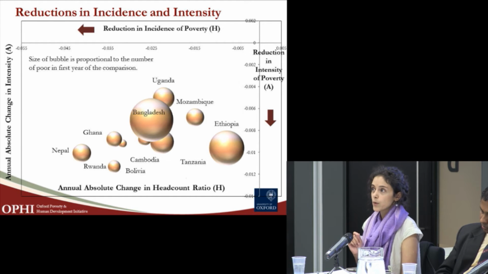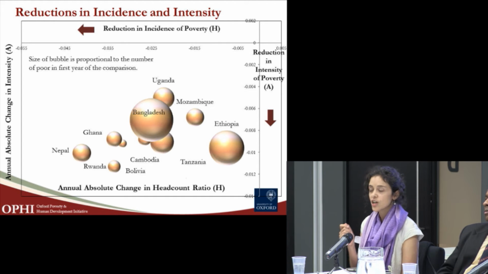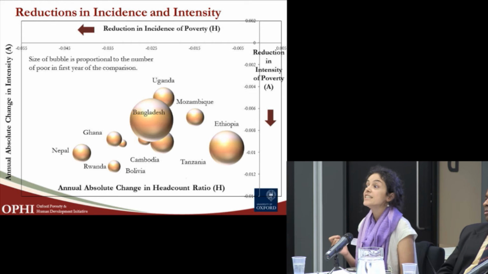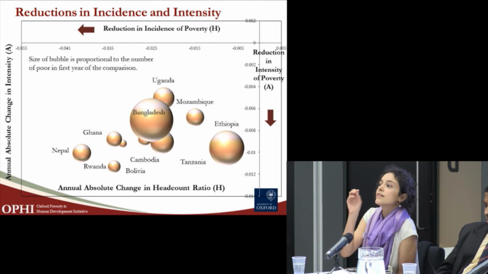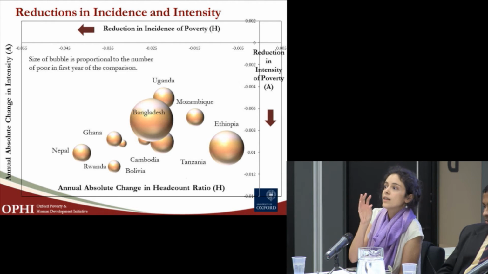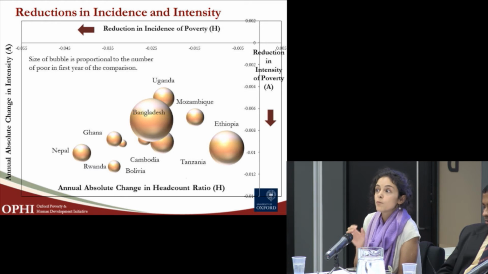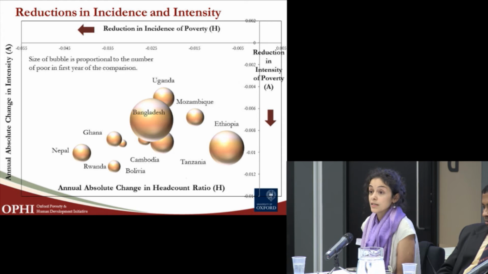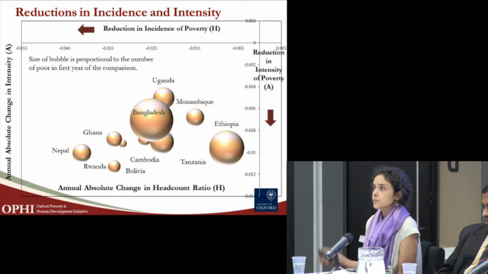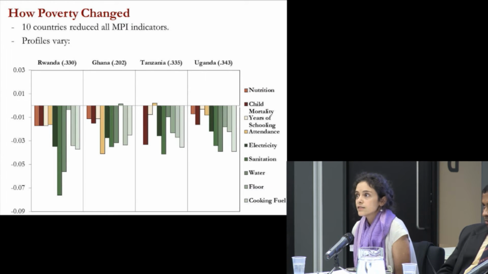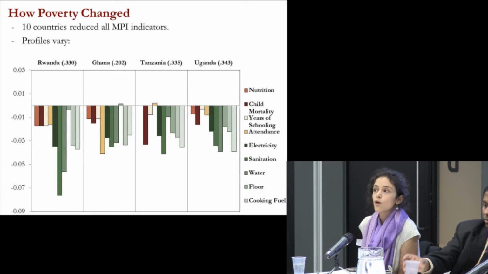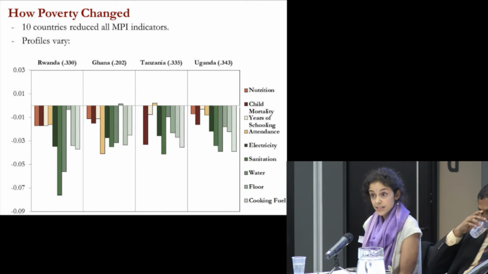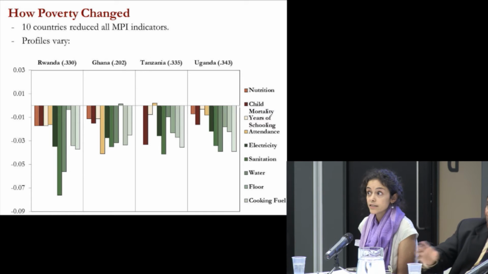In this graph, in the horizontal axis, we have the change in incidence, the percentage. And on the vertical, we have the change in intensity. So as you can see, Nepal, Rwanda, and Ghana, our top performers, have performed very well, both in reducing the percentage of poor and in reducing the intensity of poverty. By indicators, we find that 10 of our 34 countries have made significant reductions in all indicators.